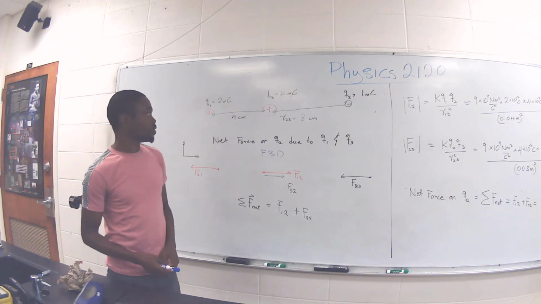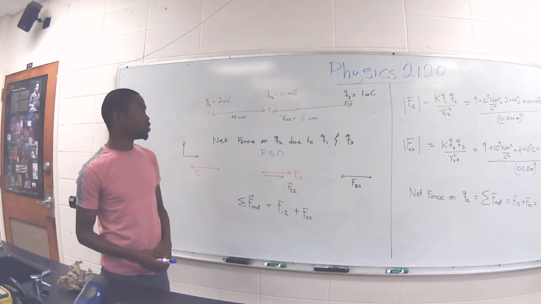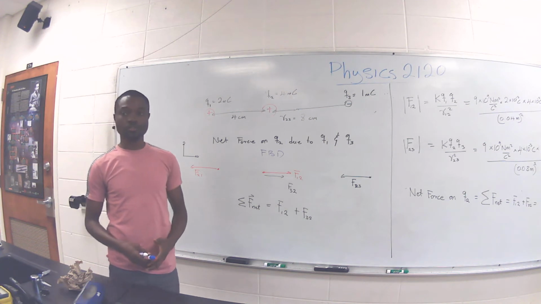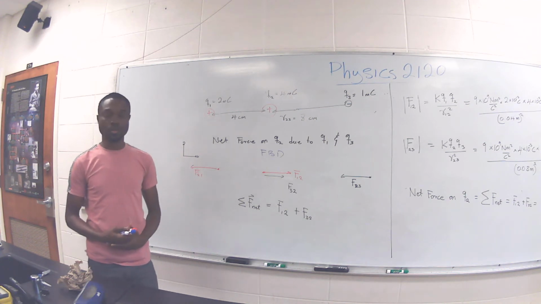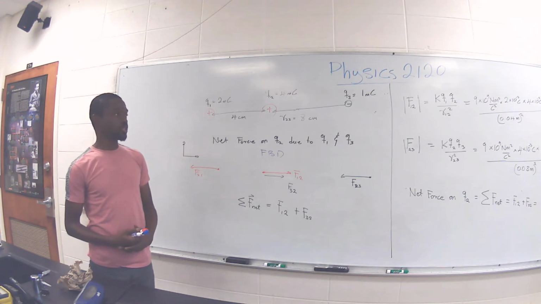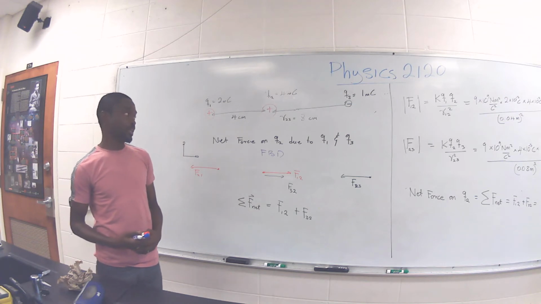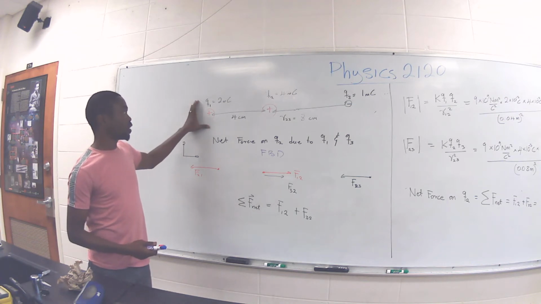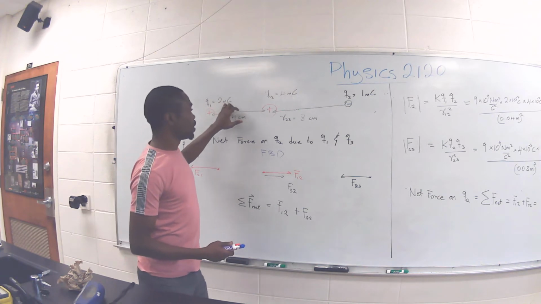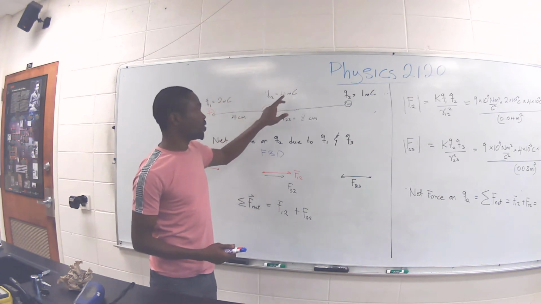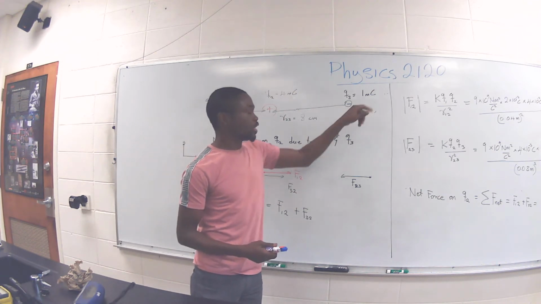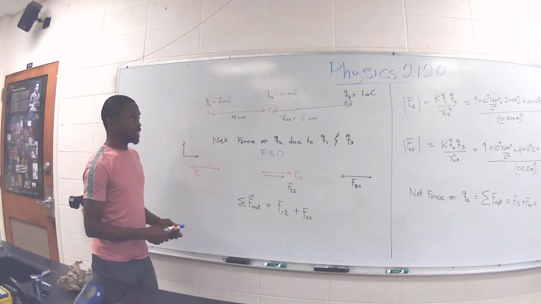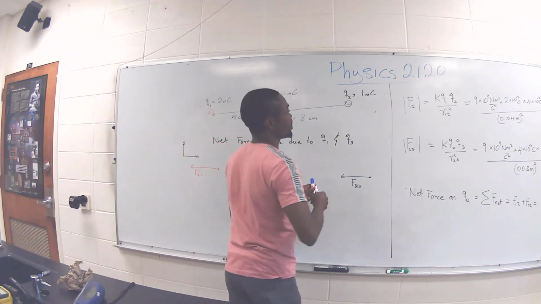Welcome to PHYS2120. In this video, we are going to look at another example of how to apply Coulomb's law to three charges which are aligned linearly. We have Q1, which is 2 millicoulomb, and Q2, which is 4 millicoulomb, and Q3 is negative 1 millicoulomb.